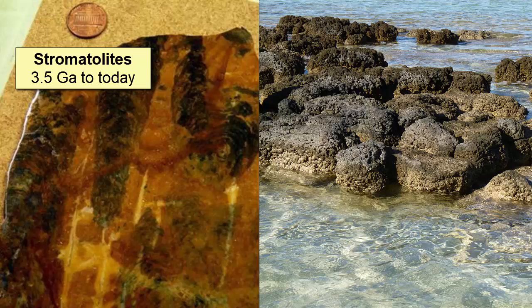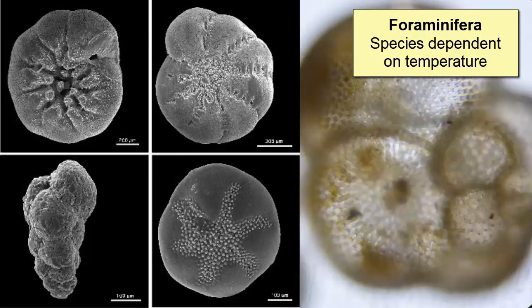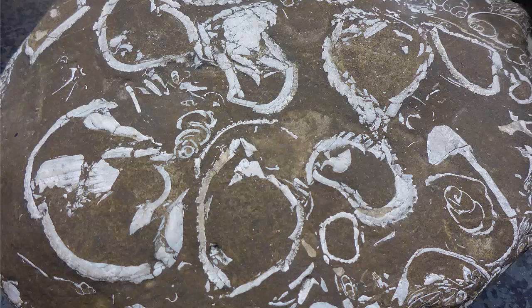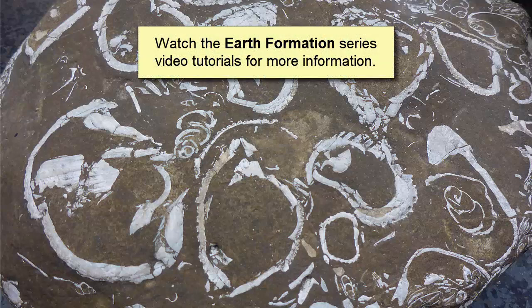However, fossils also help us identify past environments and climate. Finding stromatolite fossils in a rock tells us the environment where the rock was produced was warm and dry and in a salty coastal ocean. Foraminifera shell fossils in ocean sediments can be used to determine the temperature of oceans as different species are adapted to different temperatures. Fossils in a sandstone can help us differentiate between sand dunes found behind a beach and those found in a desert. For more information on Earth history and the evolution of life on Earth, continue on to the Earth Formation series of video tutorials.